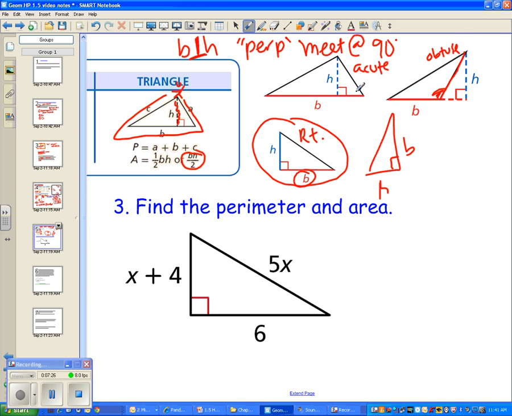When you talk about acute and obtuse triangles, the height is not going to be one of the sides. It's going to be something inside when it's an acute triangle, or something outside when it's an obtuse. This will be the height. This part only will be the base. So for example, let's say I gave you something that looks like this.